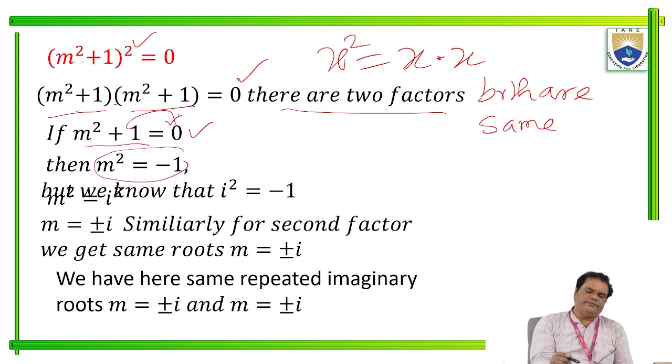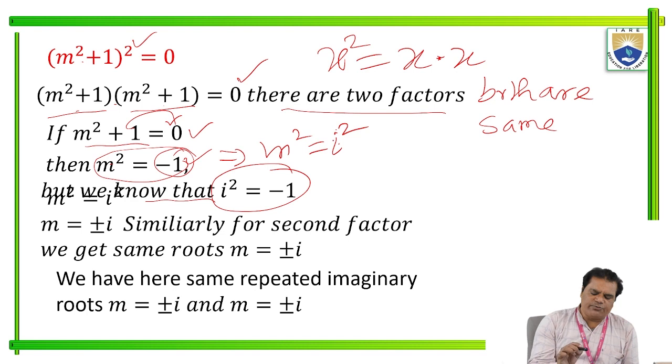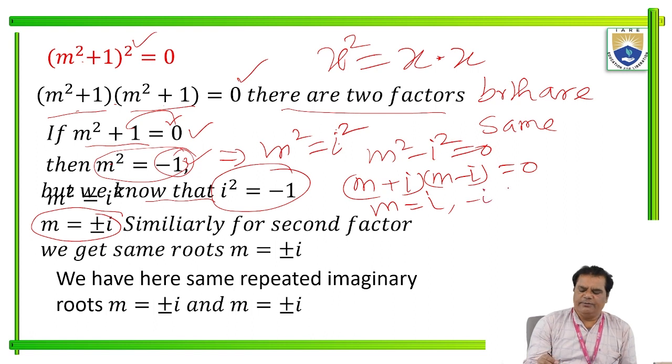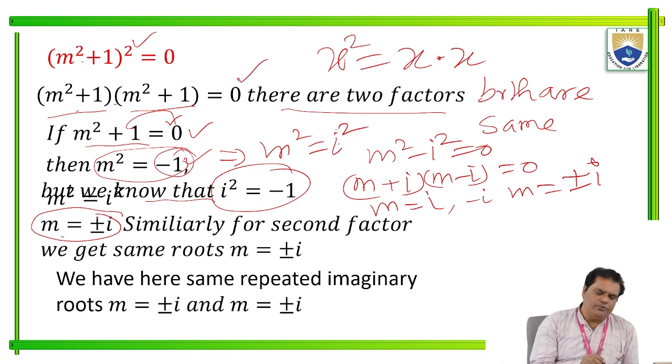This 1 goes to the other side, so m^2 is -1. We know that i^2 is -1. So m^2 = i^2, and m equals plus or minus i. Writing the formula m^2 - i^2 = 0, we get (m + i)(m - i), so m equals i and -i. So m equals plus or minus i.